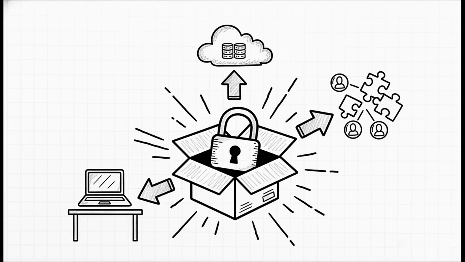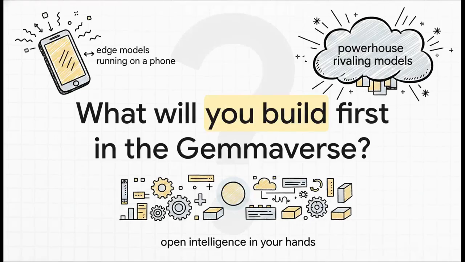So, we've seen how Gemma 4 scales all the way from those ultra-efficient E2B edge models that can run on a standard smartphone straight up to the 31B powerhouse that's taking on models 20 times its size on the leaderboards. With this unprecedented level of open intelligence now completely in your hands, the only real question left to ask yourself is, what are you going to build first in the GemmaVerse?